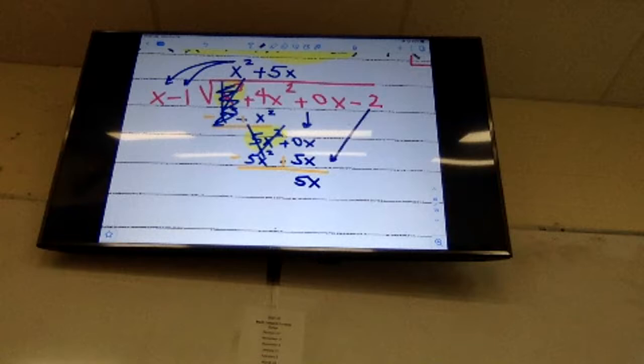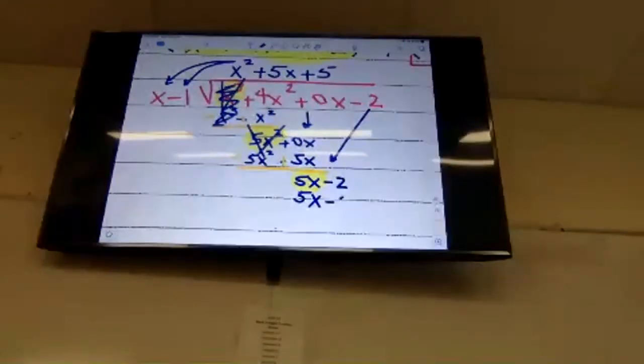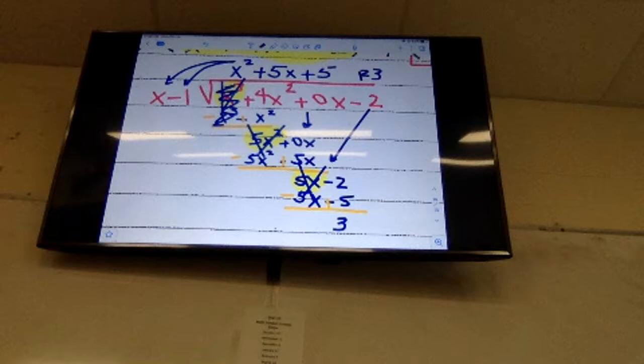My last step is to carry down my -2 and do it all over again. So what times x is going to give me 5x? Good. So I'll do 5 times x is 5x, and then 5 times -1 is -5. Going to switch our signs. And so I get 3. Now there's nothing else to carry down. So 3 is technically my remainder. So sometimes your teachers will show you to put an R3 next to it. I'll show you the official way to write it too.